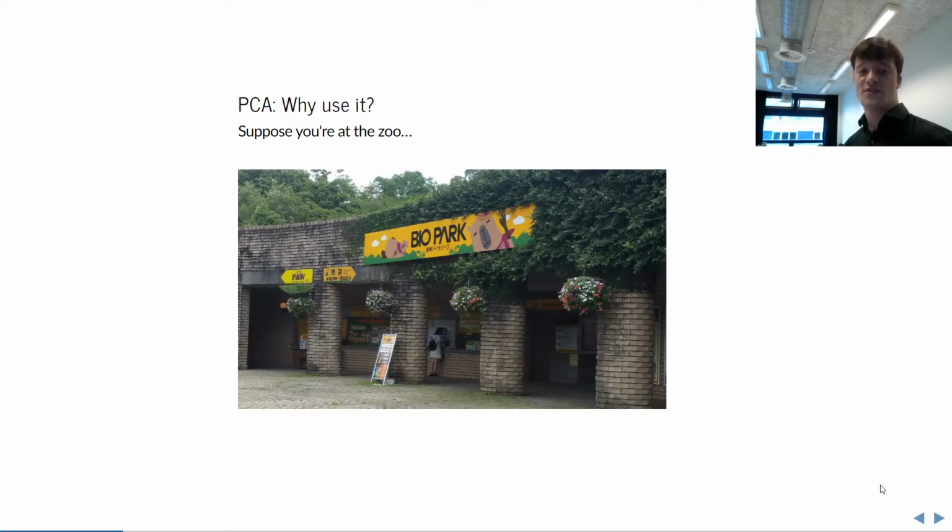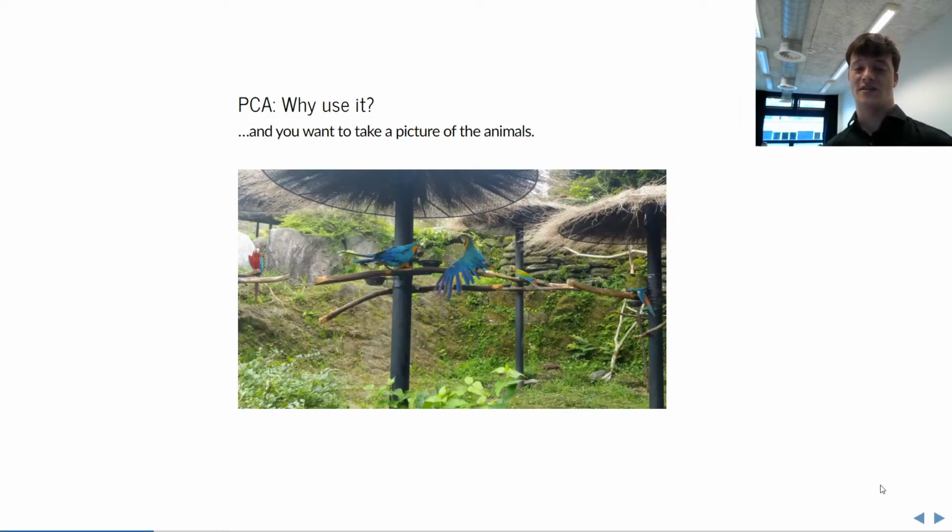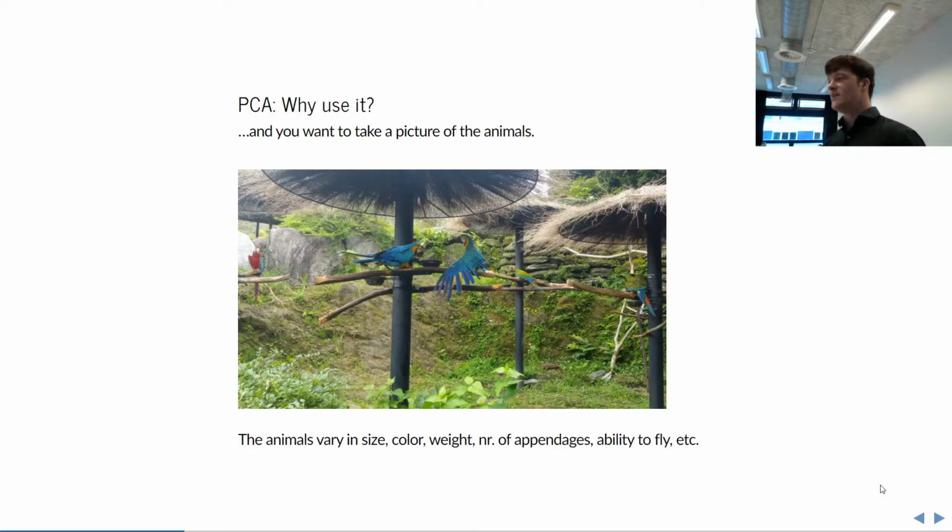Okay, so why would you use PCA? Let's say that you're at the zoo, and there's all kinds of animals, and they have different colors, they have different heights. They may have 2 legs, they may have 4 legs. There's all these different properties that we could describe of the animals, right? And the question is, how can we take a picture?